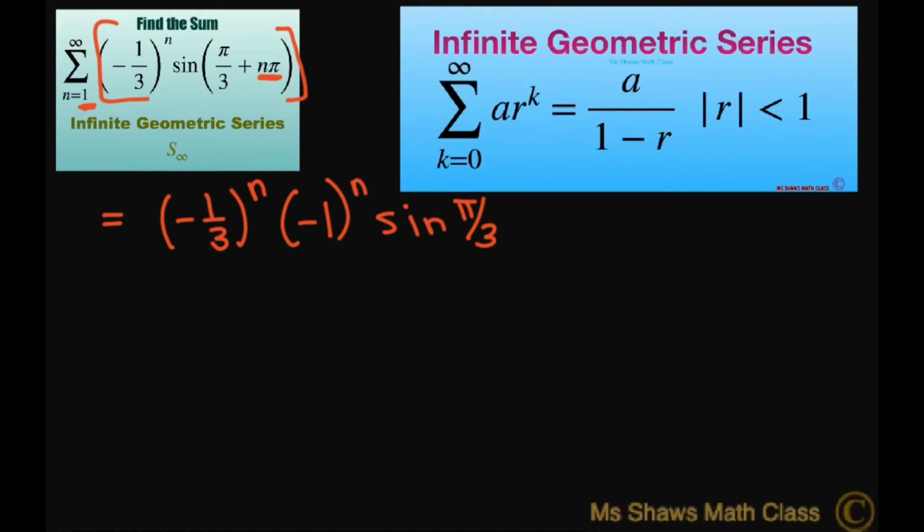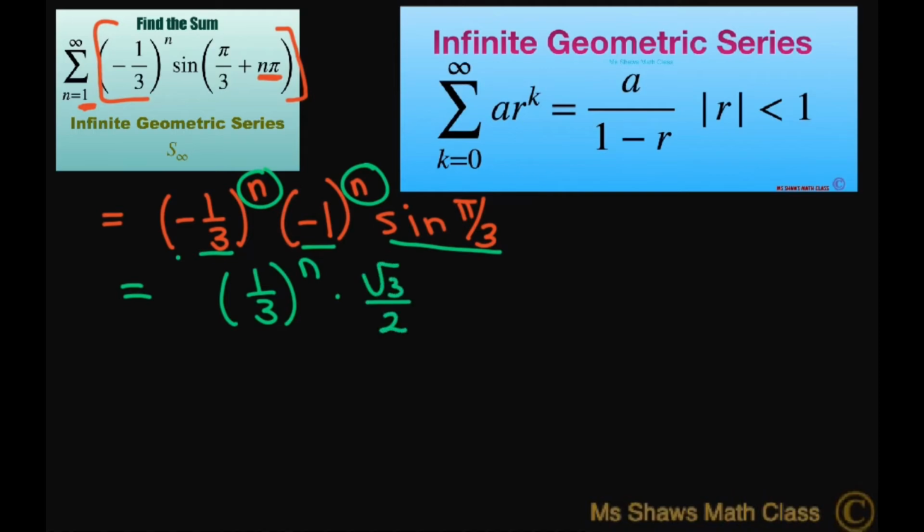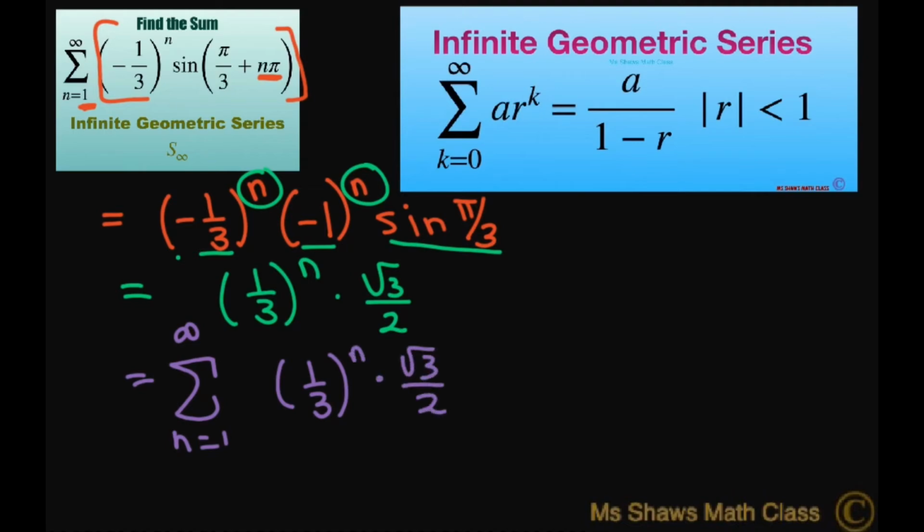All right. Now since these are both to the power of n, I can multiply these two, which is just 1/3. Two negatives make a positive. And sine of pi divided by 3 is square root of 3 divided by 2. So now I can write my summation as the sum from n equals 1 to infinity of (1/3)^n times square root of 3 divided by 2.